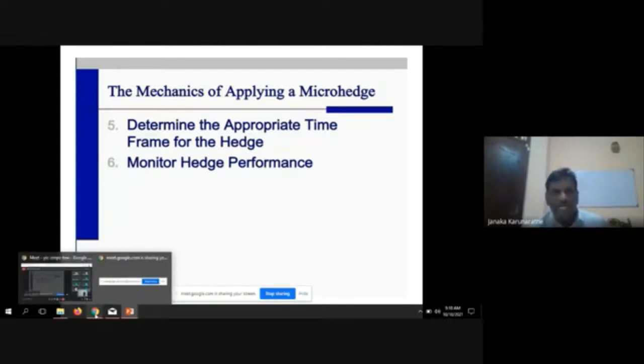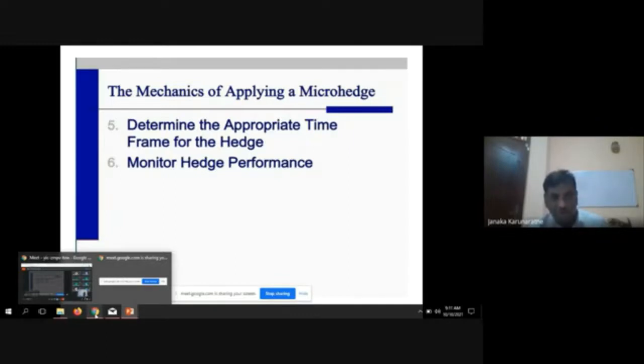So determine the mechanics of applying the micro hedge, and determine the appropriate time frame for the hedge. You also have to monitor the hedge performance. Now you can even close the hedge, close the position, before maturity. When you get an opportunity, you can close it before the date, because this is a standardized exchange traded instrument, right?